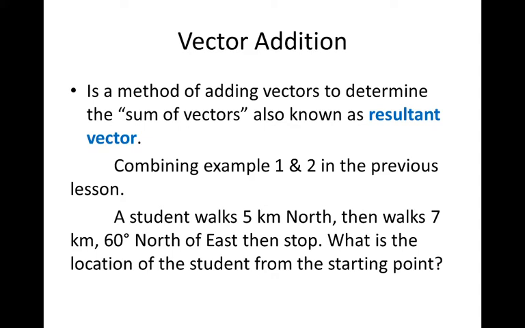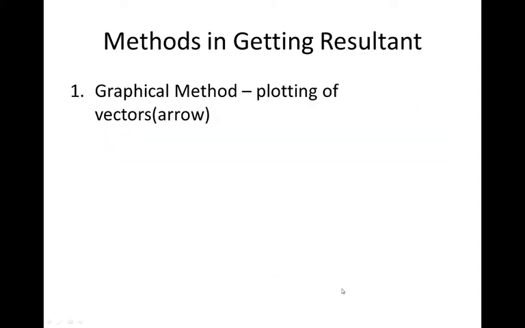So in our previous examples, we have example 1 and 2. A student walks 5 kilometers north, then walks 7 kilometers 60 degrees north of east, then stops. The question now is, where is the student from the starting point and how far is it from the starting point? We are basically trying to determine the location of the student from the starting point, in terms of how far it is and where it is with reference to the starting point.